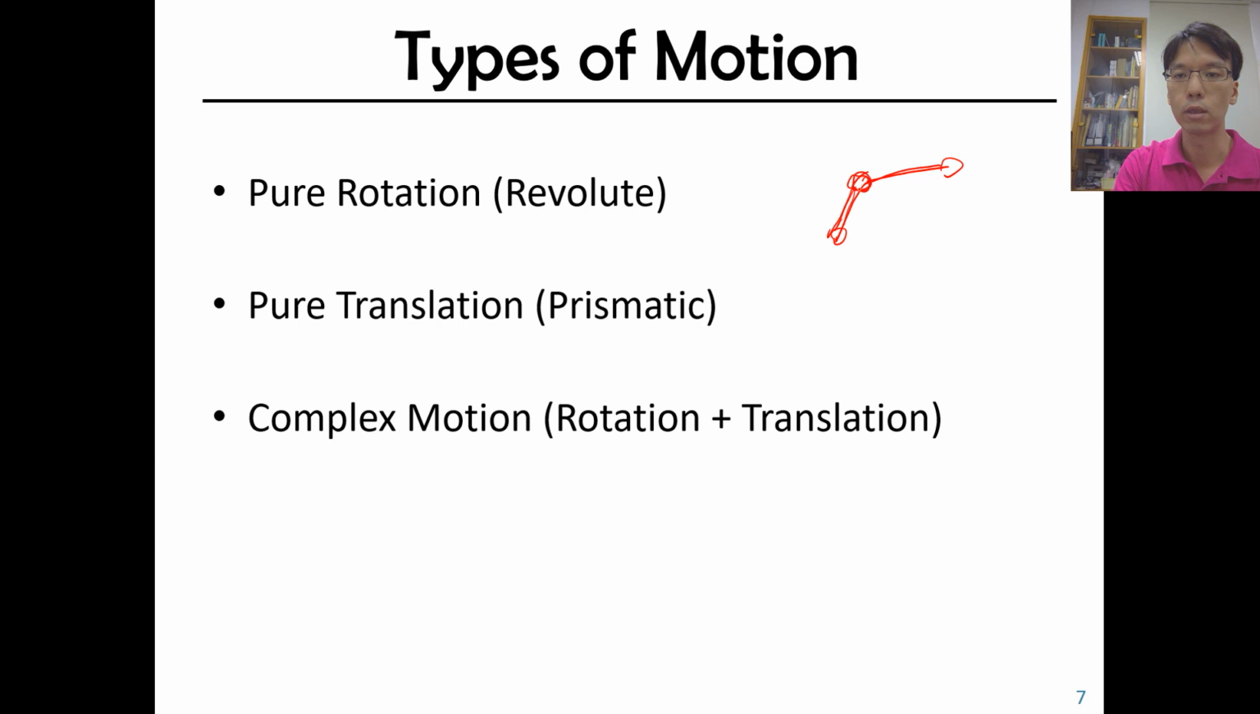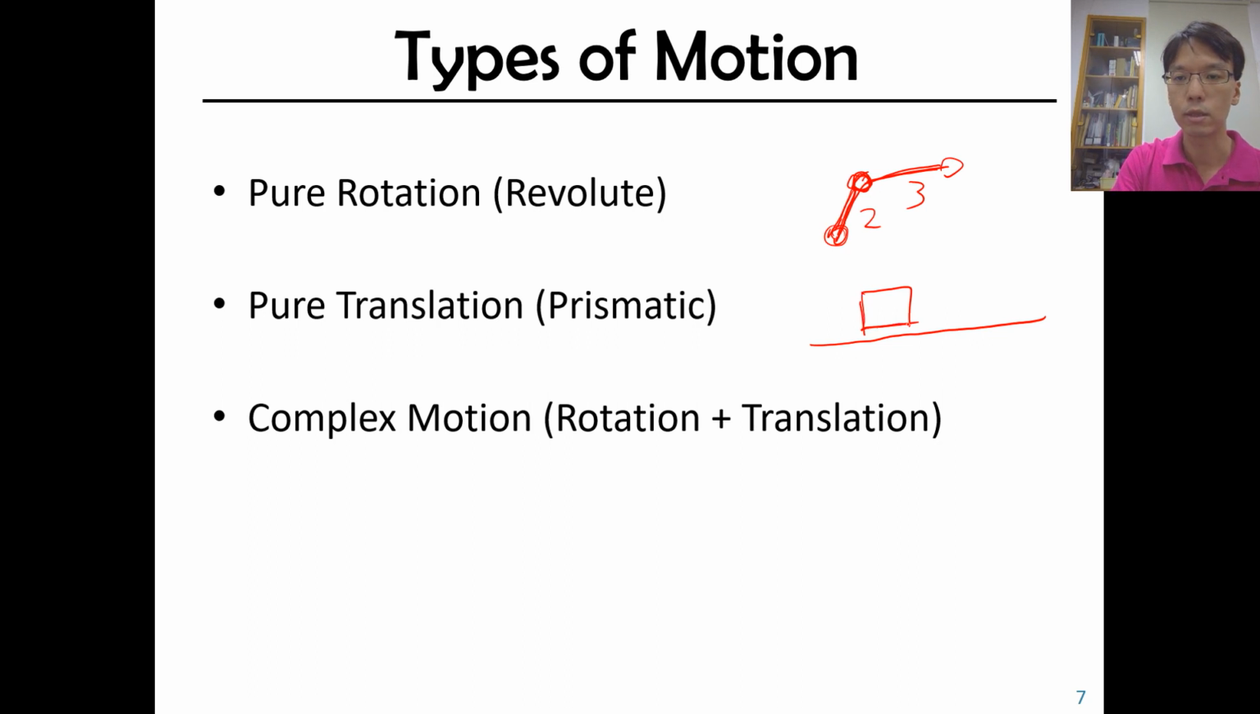If I use this R joint to connect these 2 bars, they do pure rotation. Well, this bar 3 is not going to have translation motion relative to bar 2. So we call this pure rotation. Also, there is pure translation, or we may call it prismatic motion.